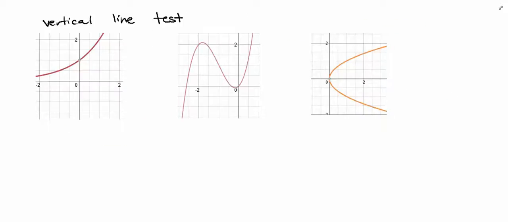Now, if we have a graph, we can determine whether or not it is a function by conducting the vertical line test. Basically, that means if we were to draw a vertical line anywhere on that graph, it would only cut the graph at one particular point. If it cuts it at any more than one point, then it is not a function.